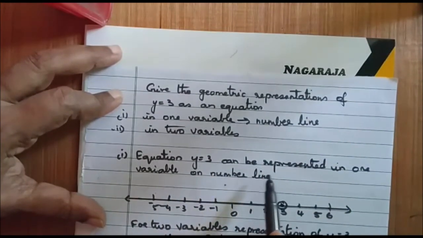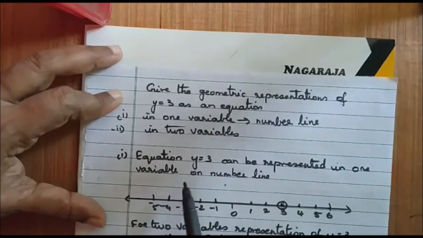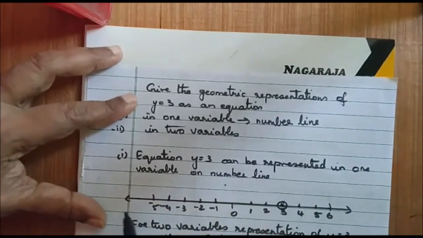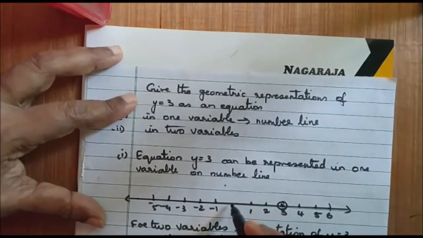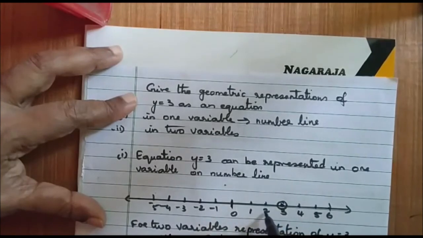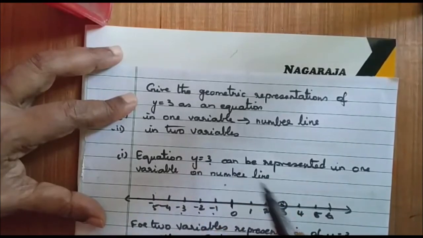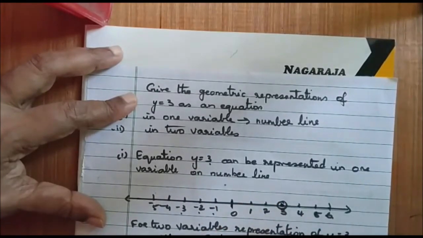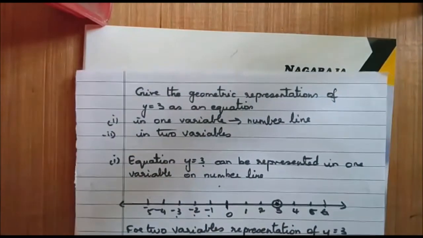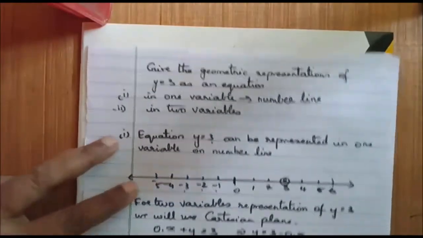The equation y equal to 3 can be represented in one variable on the number line. So here I have drawn the number line. This is my 0, this is 1, 2, 3, 4, 5, 6, minus 1, minus 2, minus 3, and so on. I have been given y equals to 3. So this is the point where I will represent my equation y equals to 3.